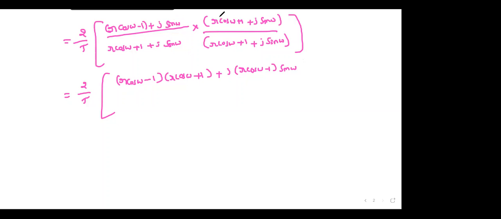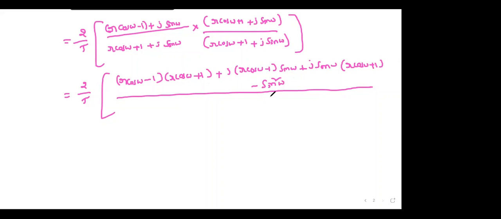Next term is j sin omega into this. So plus j sin omega into (r cos omega plus 1). And the last term is j sin omega times minus j sin omega. It will be plus sin square omega, because minus j into j will be plus 1, divided by (r cos omega plus 1) whole square plus sin square omega.